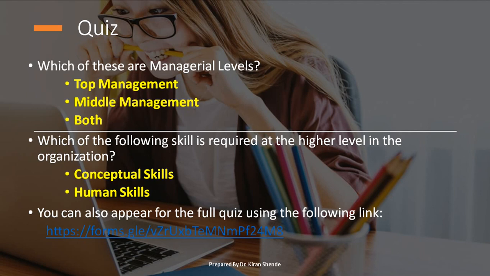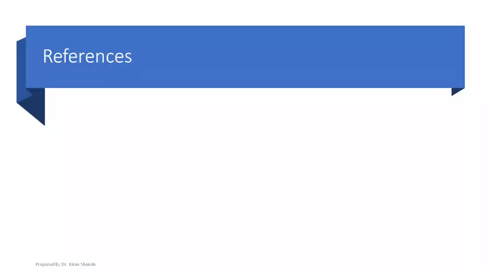Before I close the session, what is answer for question number 1? That is both. Both is the answer for question number 1. Managerial level is top management, middle management, and the low level management. So it is both. That is the answer. And conceptual skills are required as you grow higher in an organization. So that is the solution or answer for question number 2.